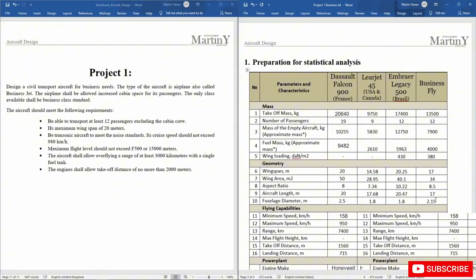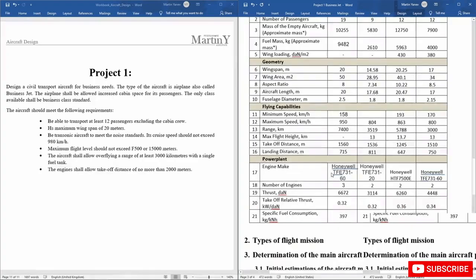That is going to be a standard scheme of aircraft, so nothing too crazy, and the aircraft is also going to have two engines. So that's it for today, guys. Very good job, you did the statistical analysis. We're done with this section.